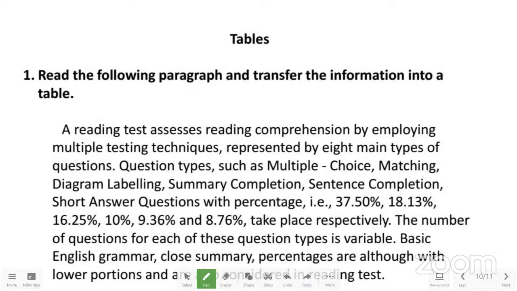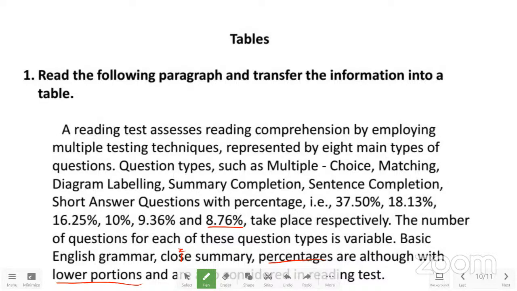But then you have to notice that there is an error over here. In your study material, basic English grammar and cloze summary percentages are, although with lower portion, considered as reading tests. But if you check your study material, no percentage is given because it's not mentioned here. Now, the last mentioned is 8.76. And this English grammar and cloze summary, and here cloze spelling is wrong, it is Z. The percentages are of lower position. That means they are so less, they felt it's not worth it. It may be 1.27 or 0.57, but whatever it is, when you draw the table, you can't leave it blank.